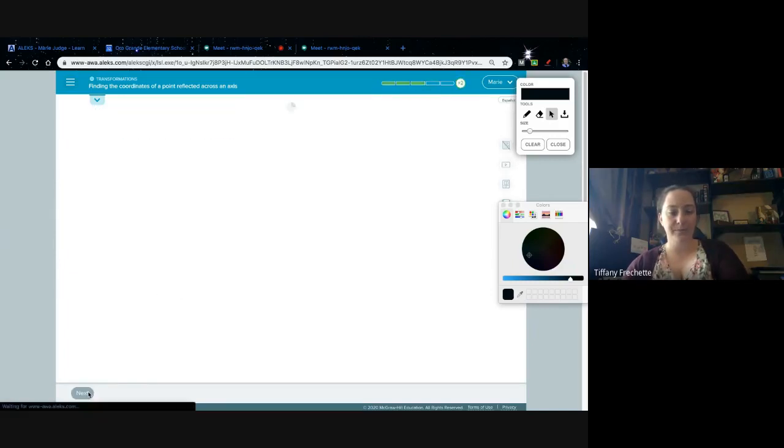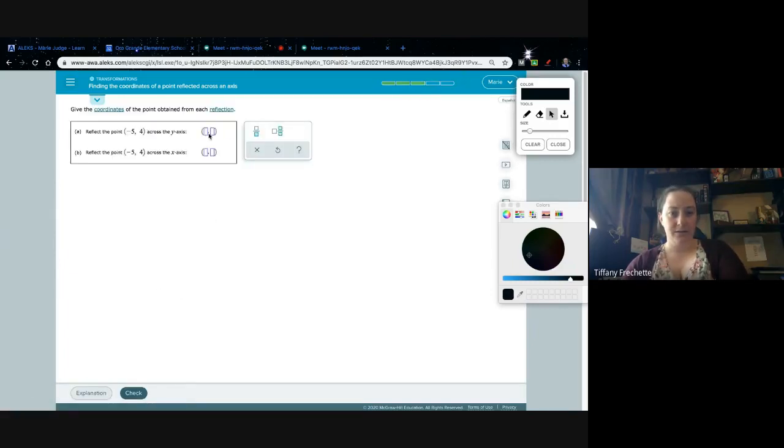All right, one more. So I'm flipping over the y-axis. Remember, that means y is going to stay the same. So I can type in 4. But x is going to flip signs. So it's going to become +5.